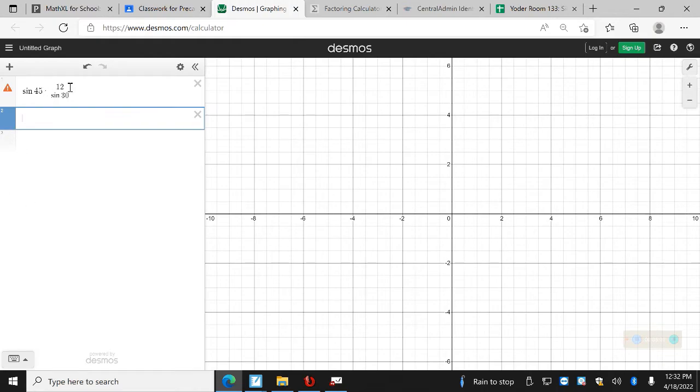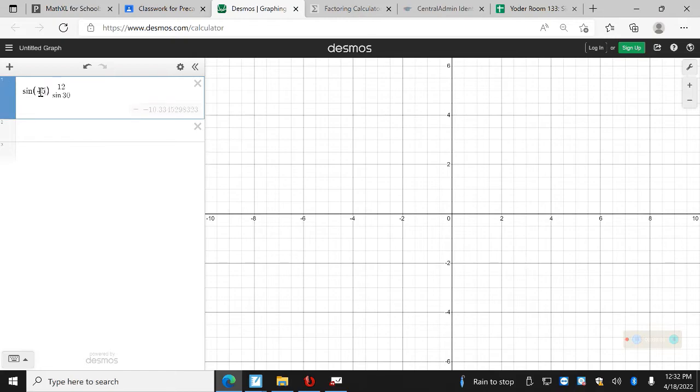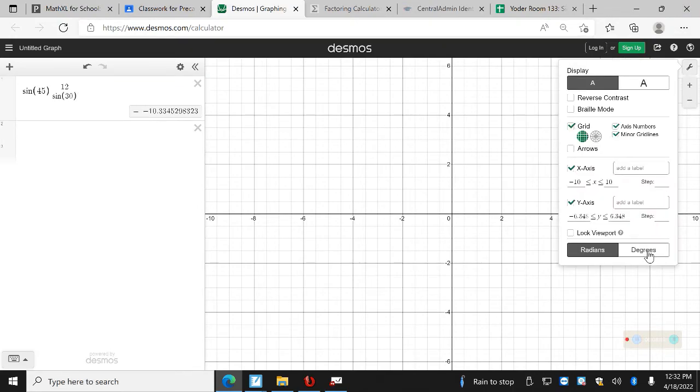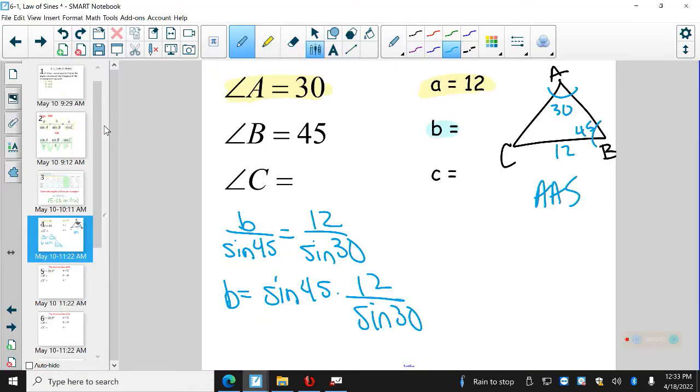And I hit enter. And it's not going to like it because I need to put parentheses around the 45. You see how it's picky? It just does that sometimes. I don't know why. Now, I am not in degree mode. I'm in radian mode, so I'm going to come over here and change it to degree mode. And since this is a side length, I'm going to round to 2 decimal places, which gives me 16.97. So B is equal to 16.97.